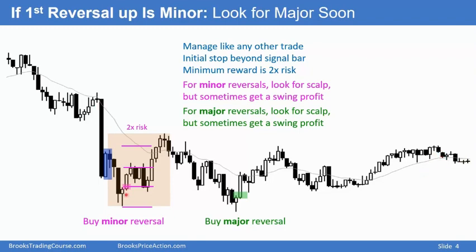Tight channel, probably a minor reversal, although it could be major. This could be the final bear flag. And this is clearly a major reversal. A major pattern has a lot of bars, more likely to lead to a major swing. A minor reversal, not many bars, usually not enough to reverse a trend, usually leads to either a big bear flag or a trading range.